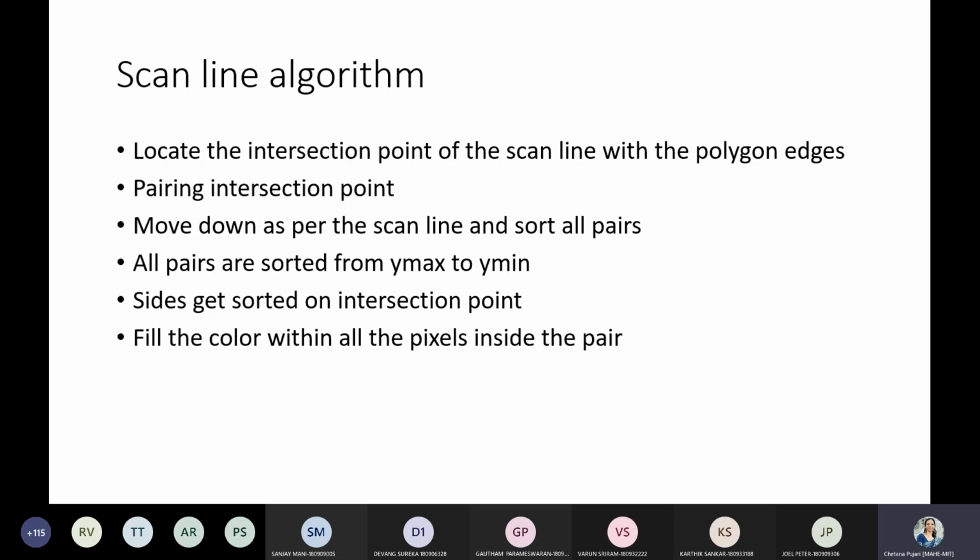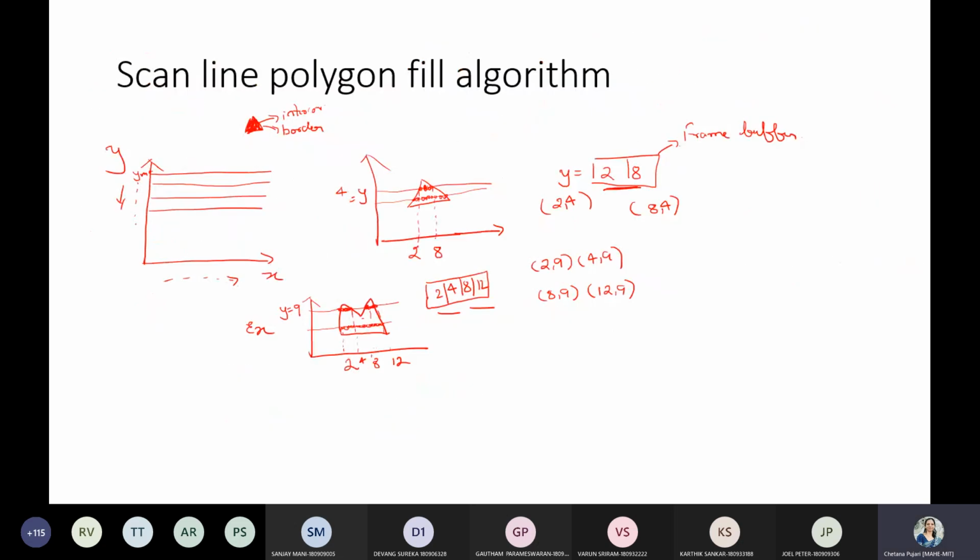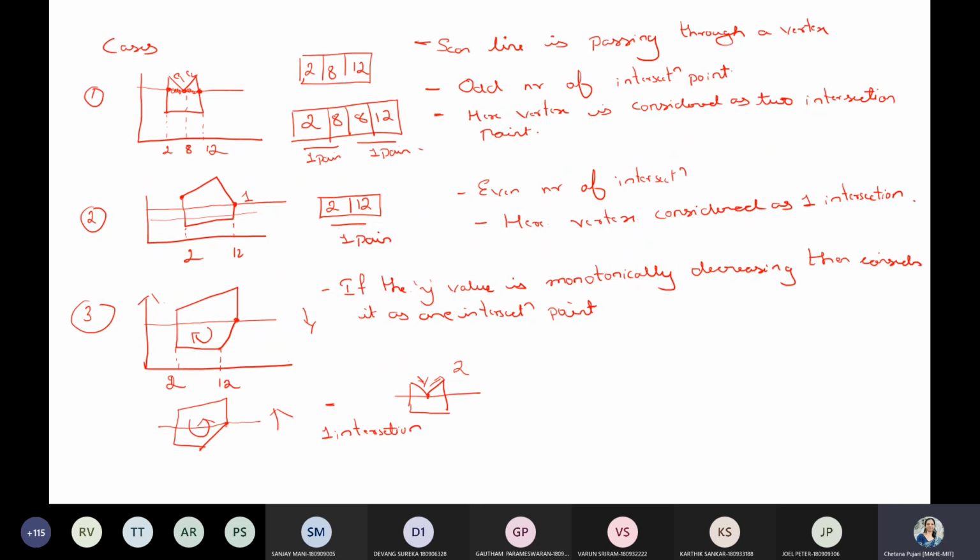So what we have done here: first, locate the intersection points of the scan line with the polygon. First imagine these scan lines, we have different scan lines. Place your polygon and see where it intersects. At every line you have to see where it intersects and identify all the pairs of intersection points. And if it intersects on a vertex, then apply the rule as specified. Then arrange them in sorted order with respect to each scan line. Once that is done, you fill the color.